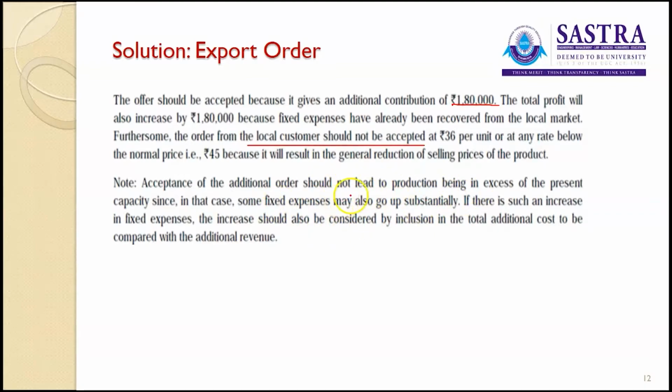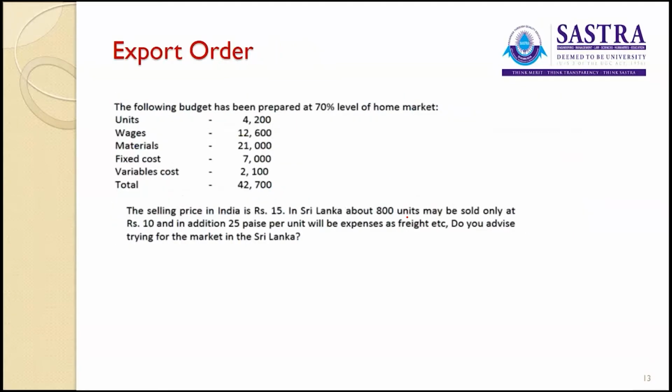Acceptance of additional order should not lead to production in excess of your present capacity, since in this case some fixed expenses may also go up substantially. If there is such an increase in fixed expenses, the increase should also be considered by the inclusion of the total additional cost to be compared with your total additional revenue. So this is the way in which we are going to analyze the export order.